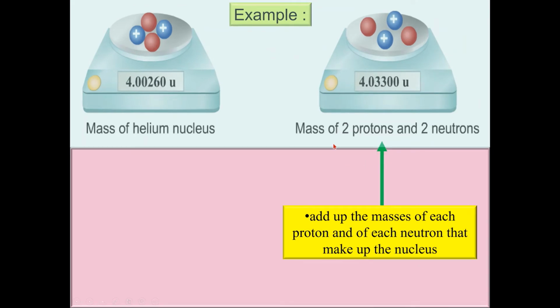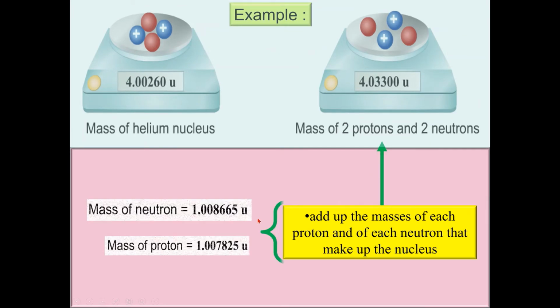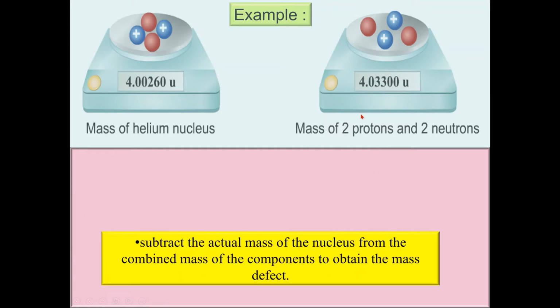Okay, so we add up these 2 protons plus 2 neutrons. The mass of a neutron is 1.008665 U, and the mass of a proton is 1.007825 U. So we add up the masses of each proton and each neutron that make up the nucleus, 2 protons plus 2 neutrons. So we get 4.03300 U.